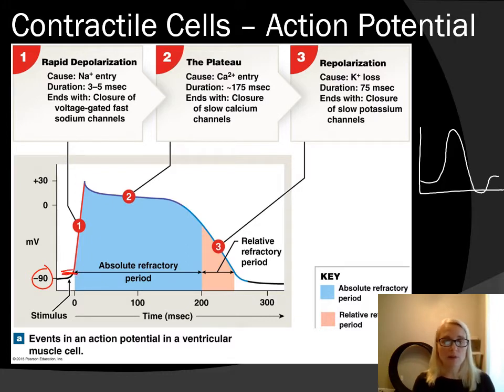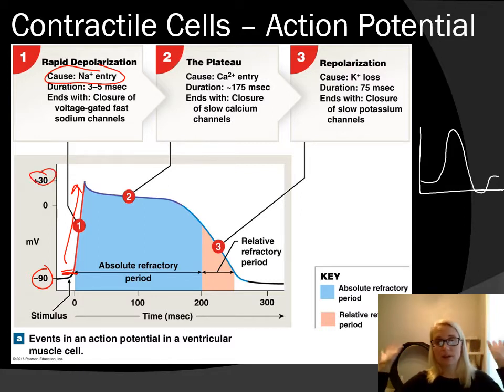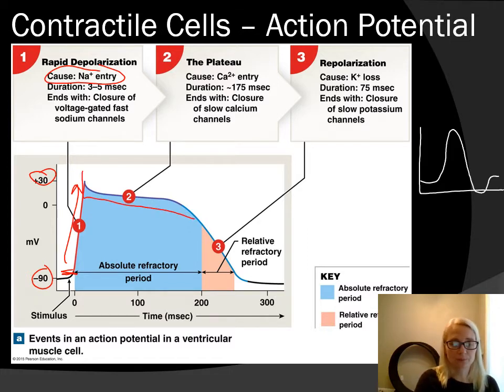Those are probably the voltage-gated sodium channels opening, rapid depolarization at step 1, right? So the cause is sodium entry, 3 to 5 milliseconds, and it ends with the closing of the voltage-gated sodium channels at the +30, all right? So that's very similar to what we've seen already. Here's a major difference between a neuron action potential and the contractile cell action potential. Take a look at this phase 2. This is called the plateau phase.